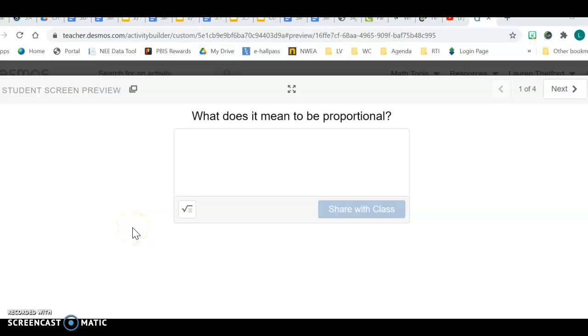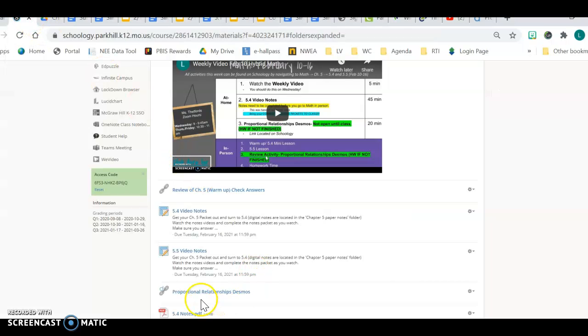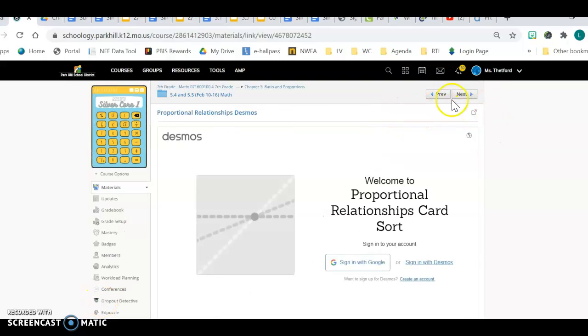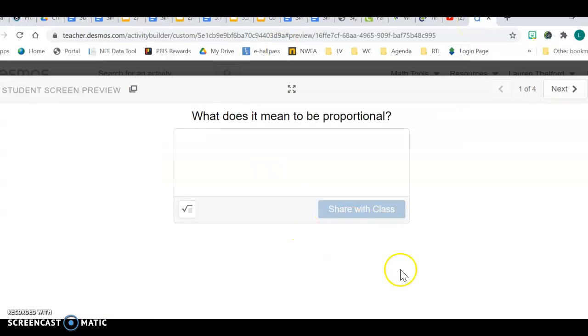Hi you guys. This is the Desmos how-to. The way you get to Desmos, I linked it here in the proportional relationships. It's easier if you extend it, then it'll sign in for you with Google. Once you get there, it looks like this. You will answer the questions.